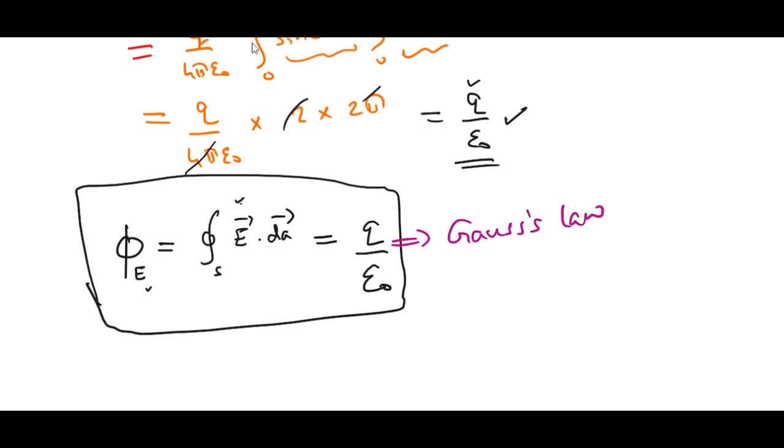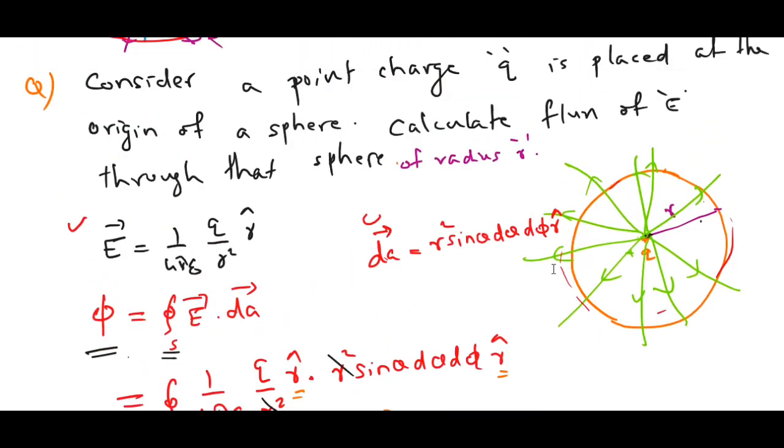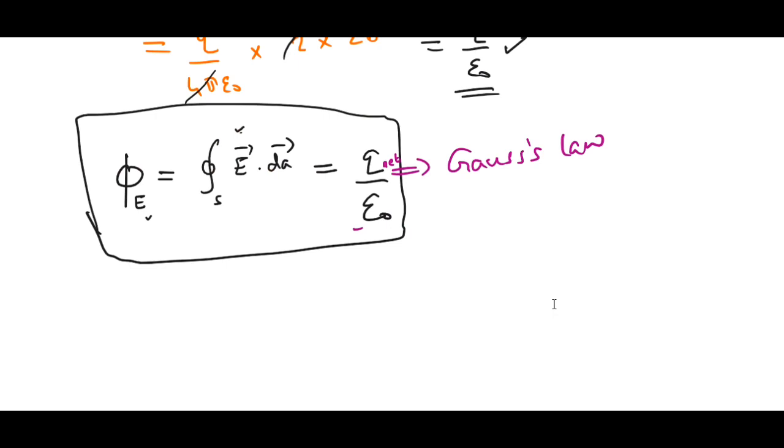That is, the total electric flux through any closed surface is equal to 1 by epsilon 0 times the net charge enclosed by the surface. This is the net charge. If you see this picture, the total number of electric field lines passing through this closed surface is equal to the total charge enclosed by the surface. If I keep more charges, more field lines will pass out through this surface. Fine, that's the statement of Gauss's law.